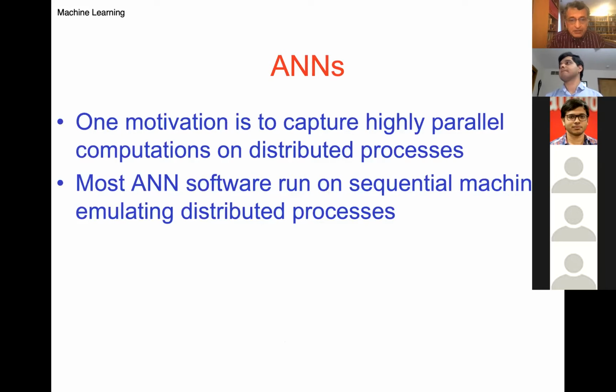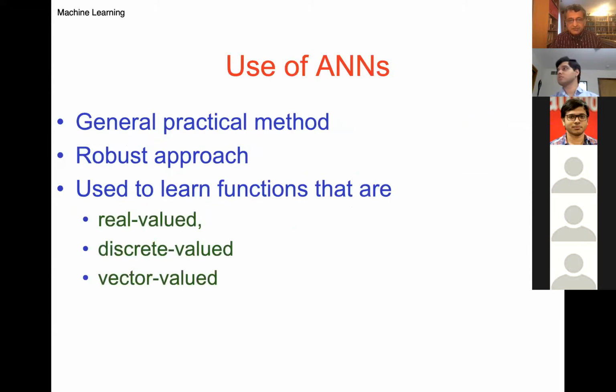So one motivation is to capture highly parallel computation on distributed processes, and most ANN software runs on sequential machines. This was well before the dawn of GPUs. We just had conventional CPUs, and we were running on sequential machines emulating distributed processing. So we used to use something called the Stuttgart Neural Network Simulator. SNNS was a nice package that would behave like a neural network, but was just running on an ordinary sequential computer.